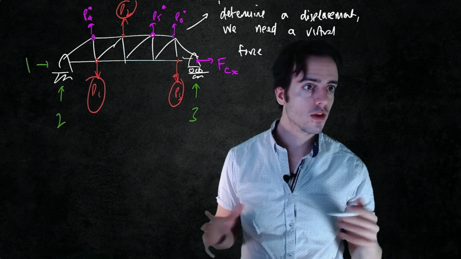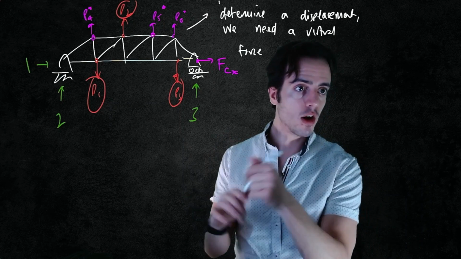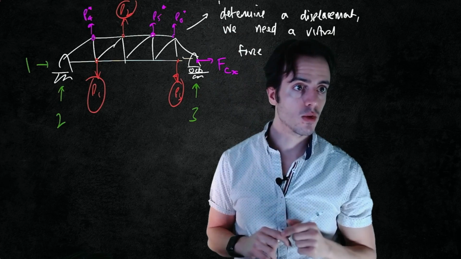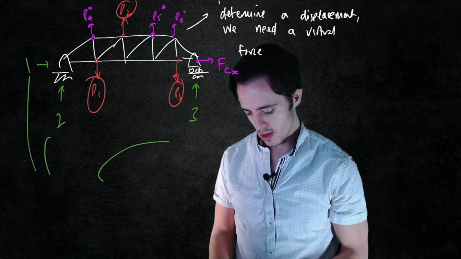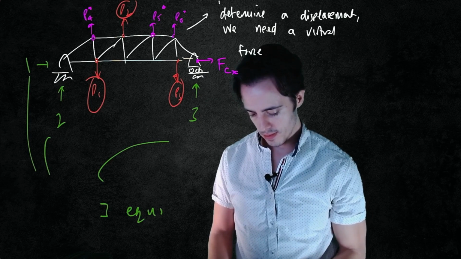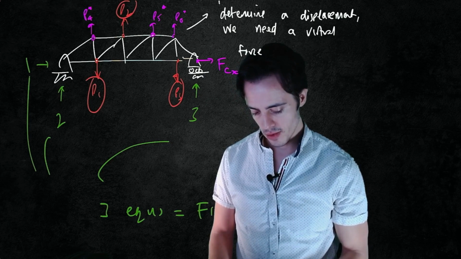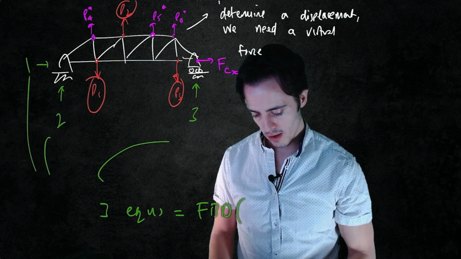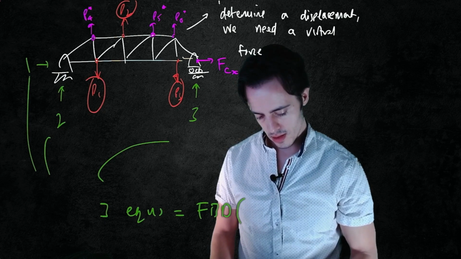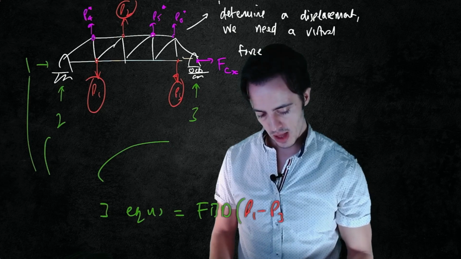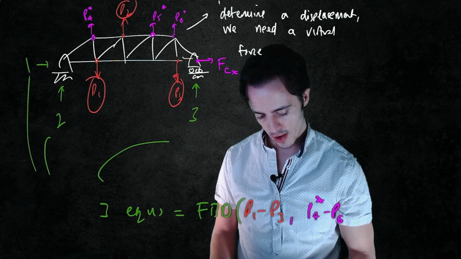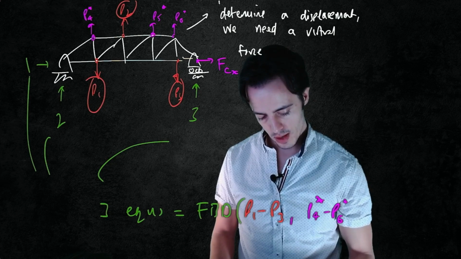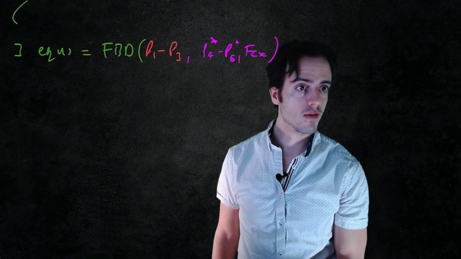And then when we want to determine the real reactions on the structure, when FCX is equal to 0, we say, well, we've got 3 equations, which is a function which we're going to call free body diagram, and that's going to be a function of P1 to P3, which are the real forces, P4 to P6, which are our virtual forces, and then also FCX. Okay, we've got 3 equations that give us all of these.